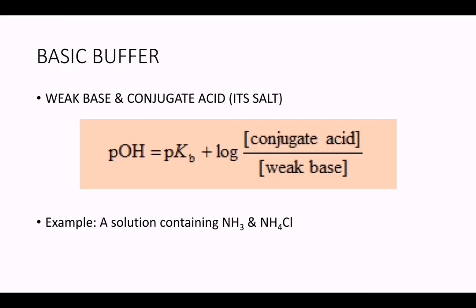Now let's look at basic buffer. A basic buffer solution consists of weak base and its salt, which is the conjugate acid. For basic buffer solution, you will calculate the pOH as pKb plus log of conjugate acid over the concentration of weak base. If you have to calculate the pH, just subtract from 14, so you will find the pH. An example of basic buffer solution is a solution containing ammonia, NH3, and NH4Cl.